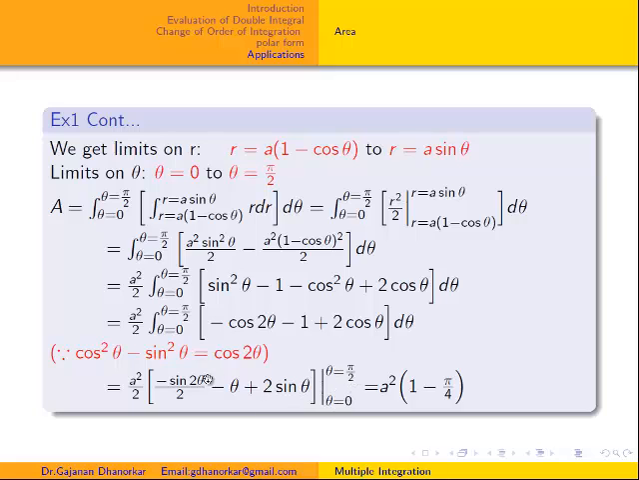Now I put in the upper limit pi by 2. Here 2 theta becomes pi, and sin pi is 0. Here we have minus pi by 2 only, plus 2 sin pi by 2, and sin pi by 2 is 1. If we put in the lower limit, everything becomes 0. Therefore this is minus pi by 2 plus 2 only. Multiplying by a square by 2, we get a square into 1 minus pi by 4.